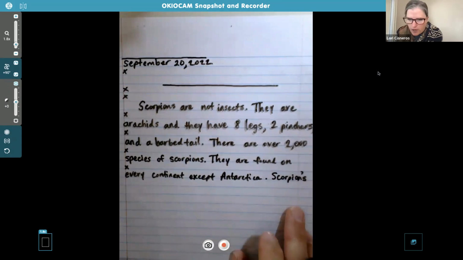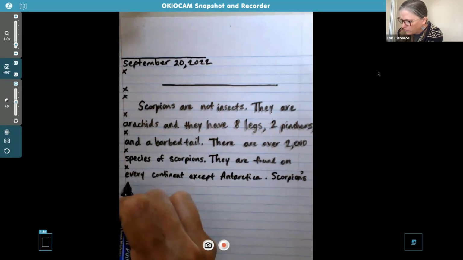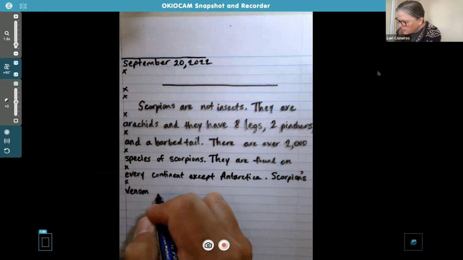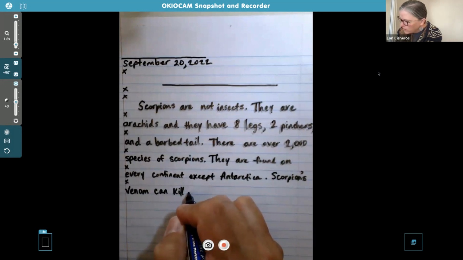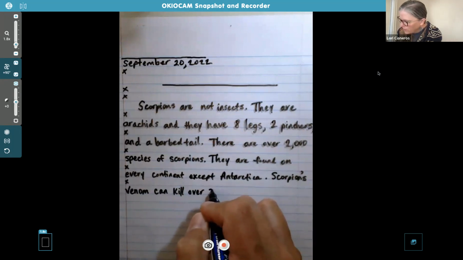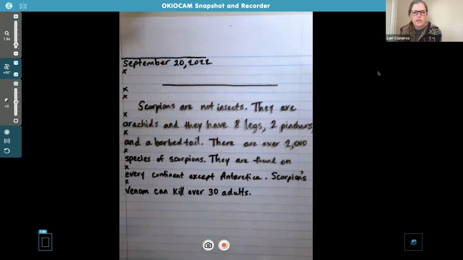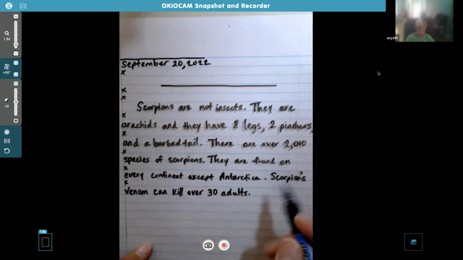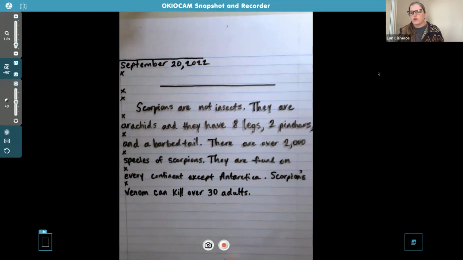Scorpions, and that's going to have an apostrophe because you're talking about their venom, right? So scorpions venom, and we're skipping a line, can kill over 30 adults. Was that your sentence? Scorpions venom can kill over 30 adults? Yeah. Okay, good. Period. Awesome. Getting through this. We're almost through the whole thing. Now we're on to the regular number 5.